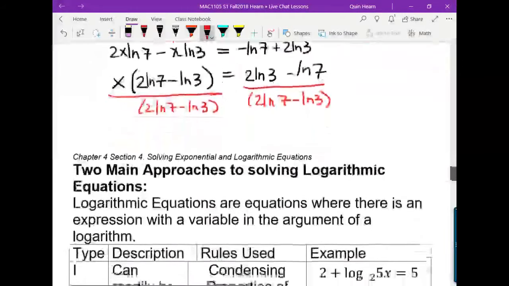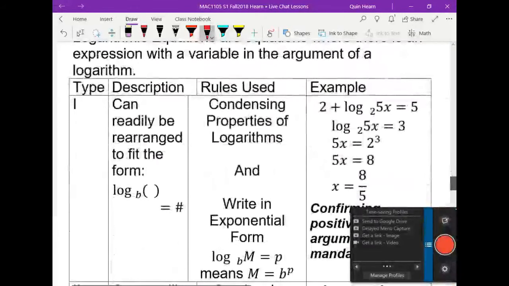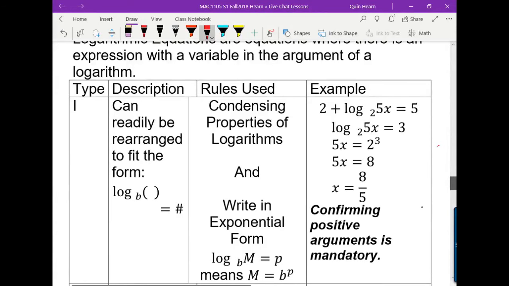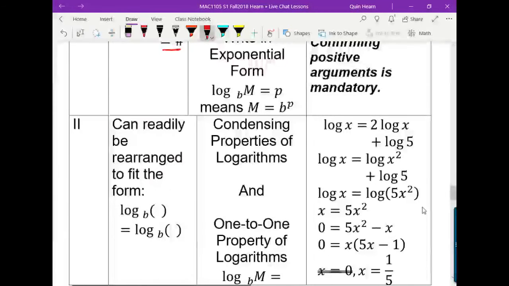And we're going to move on and talk about logarithmic equations. So again, we have a couple types of logarithmic equations. One is the type where you can have a log on one side and a number on the other. And the other one is where you can get it to look like a log equal to a log.